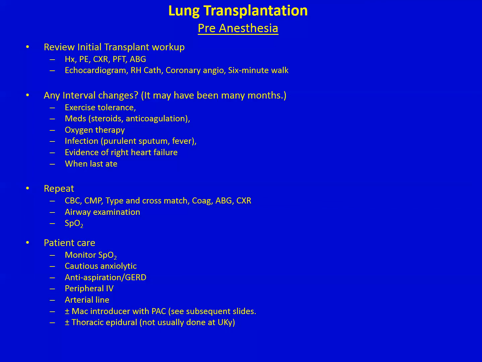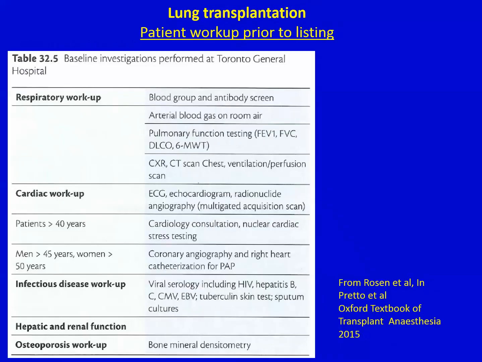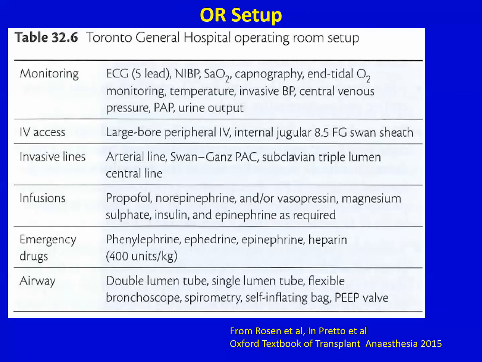If they have a history of GERD or recent oral intake, then you need to use usual procedures to minimize that risk. Start a peripheral IV and an arterial line, and in some patients, an introducer. Some places place a preoperative thoracic epidural, but that's usually not done at University of Kentucky. This is the pre-workup done at Toronto General Hospital, and this summarizes the operating room setup used at Toronto General Hospital.